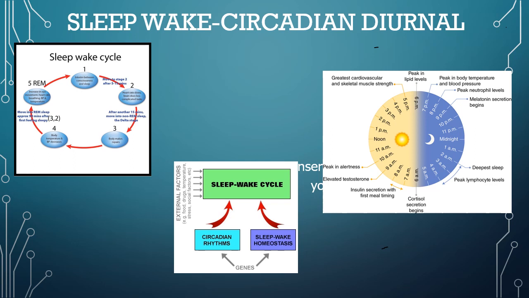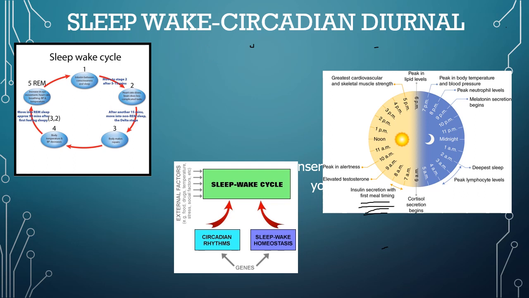Then the cortisol, which is a corticosteroid hormone, its secretion begins around 6 o'clock. Insulin is a hormone that is governed as well. If the insulin level is decreased, you may suffer from diabetes. That is why we give insulin analogs in a patient with diabetes mellitus. At 9 o'clock, there is elevated testosterone. At 11 o'clock, there is alertness from 10 to 11.